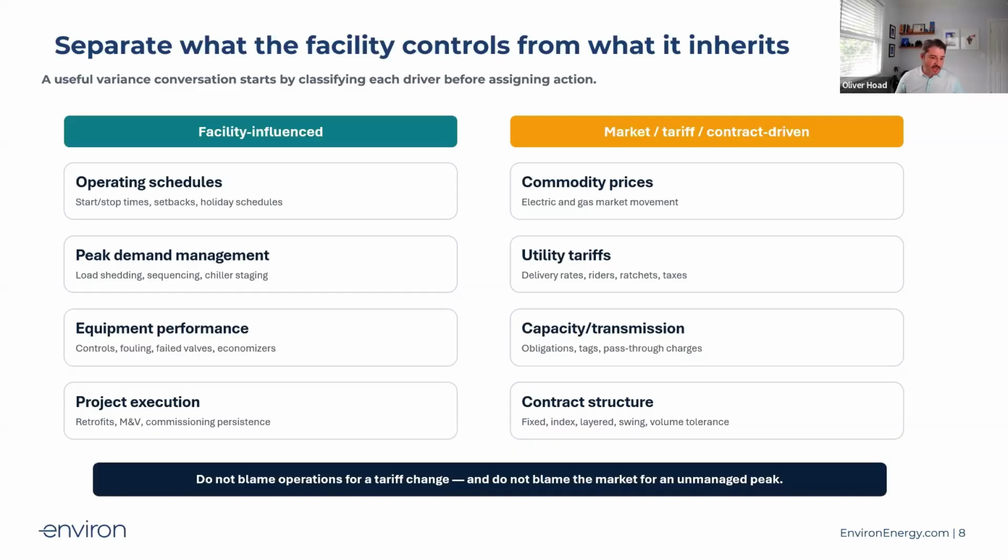And it's important not to blame operations on tariff changes or to blame the market for unmanaged peak or energy efficiency.